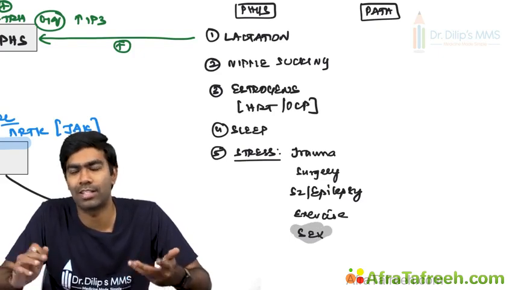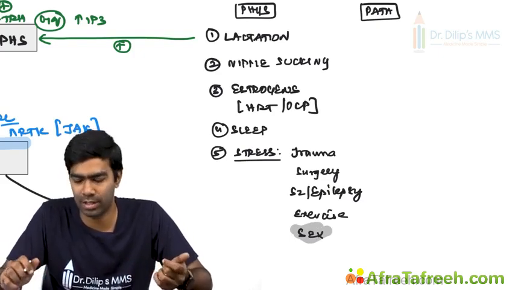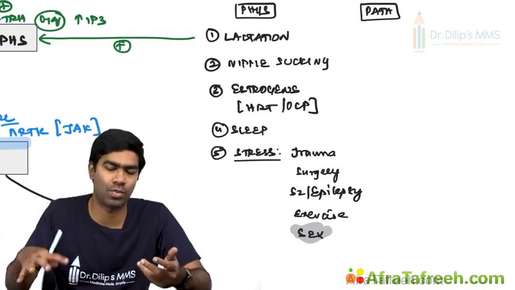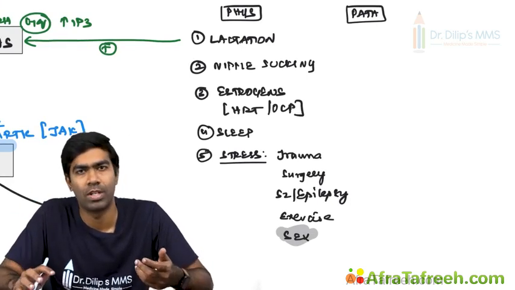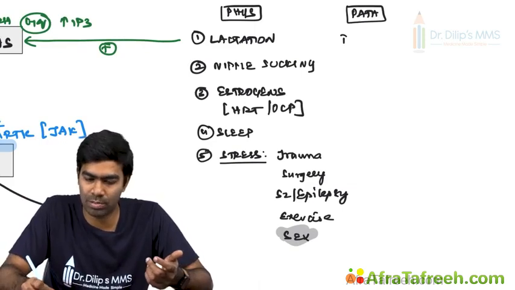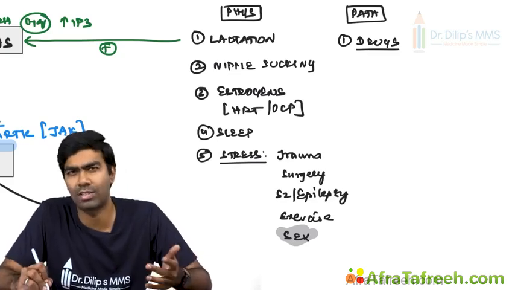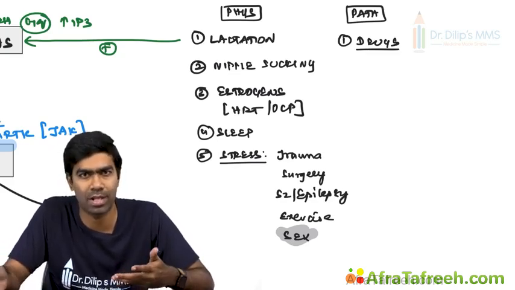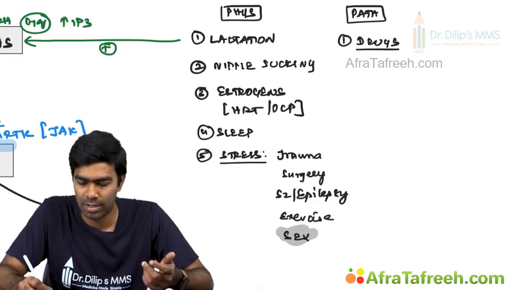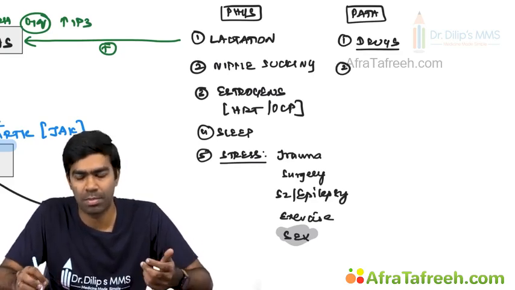So sexual intercourse can increase the prolactin release. So these are the physiological stimuli for prolactin production. What are the pathological problems? Pathologically, prolactin can be high with a lot of drugs, which we're going to discuss in the next few minutes. A lot of drugs can cause hyperprolactinemia.